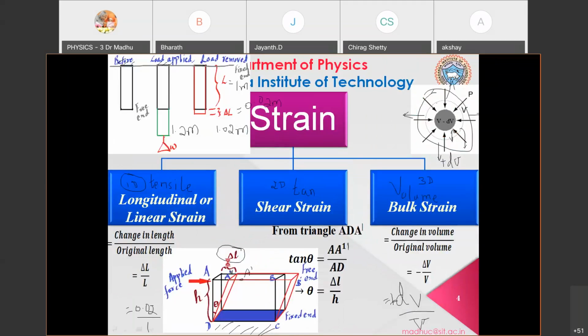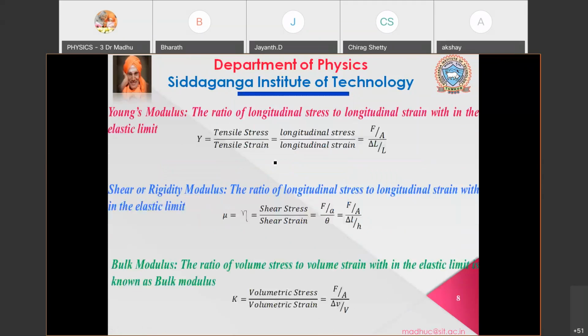So this is what we use here. We use the same thing in this case: delta L by L. I am keeping the same notations. You can also use small l, but when you use small l you should tell that this is the length of your rod, or your wire, whatever you are using.